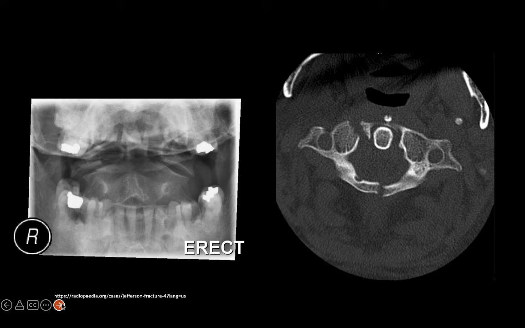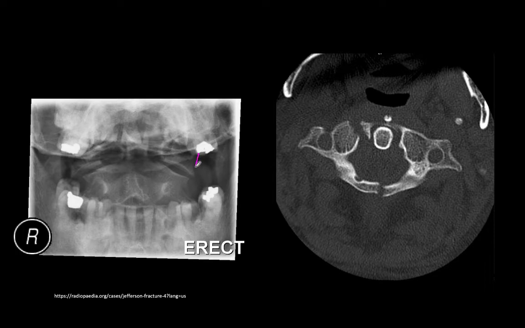So you think about a rollover car accident, or in the case of living in upstate New York, a bale of hay falling on a farmer's head, right, creating a spreading effect of the lateral masses from the forces of the condyles of C0 passing through them. Remember, the major finding in Jefferson's fracture is spreading of the lateral masses.